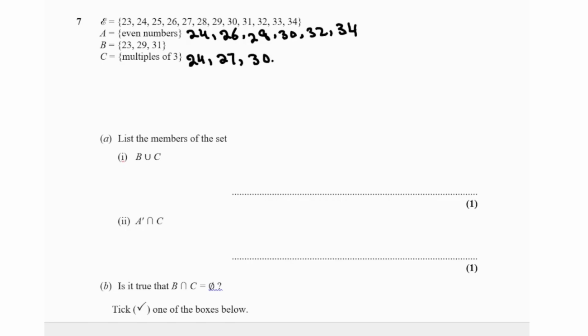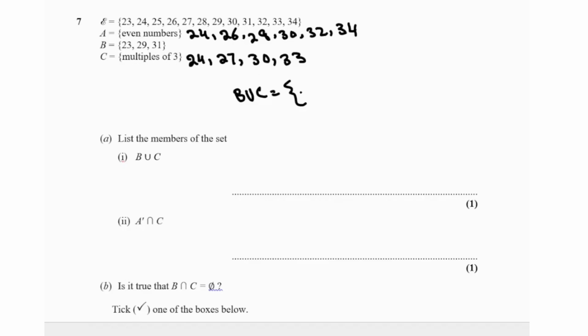3 times 10 is 30. 3 times 11 is 33. We got 24, 27, 30, and 33. It's the numbers of set B union C. So B union C, so we can see what is common between B and C. All the numbers between B and C.